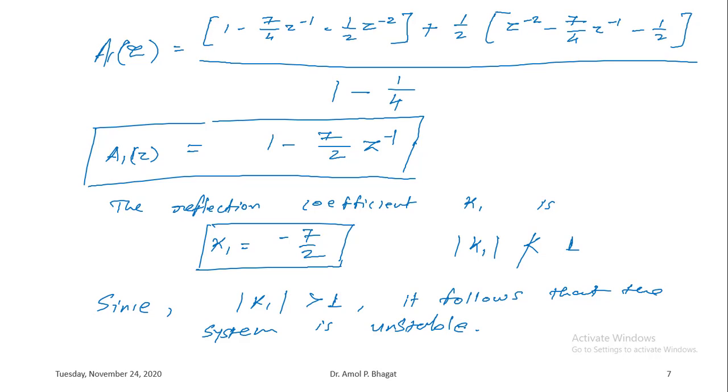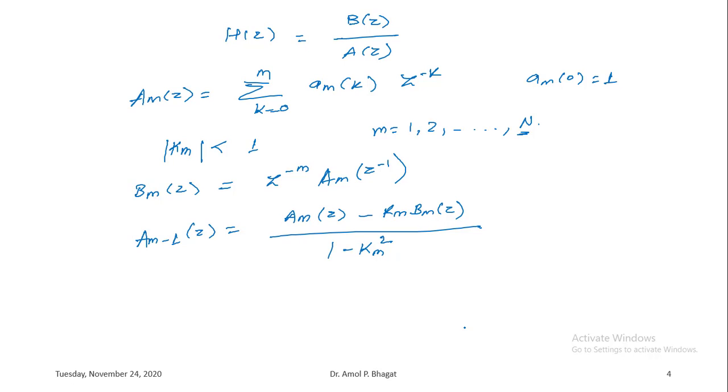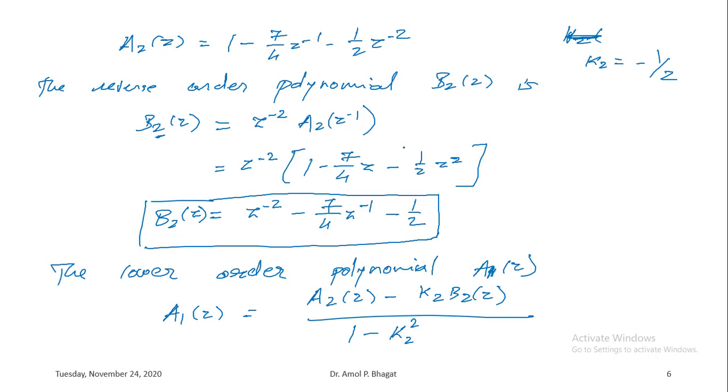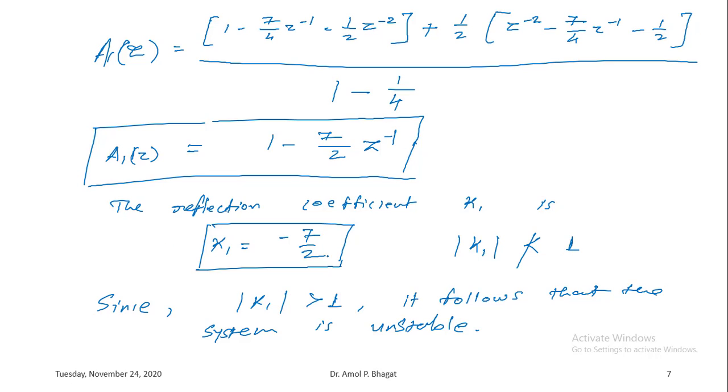Okay, so there is no need to identify further. Here we already identified the a1 of z, and we identified the reflection coefficient k1, because as we have seen in previous slides, the reflection coefficients will be identified for various values of m, 1, 2 and so on, starting with the last value of m, and then likewise we will be identifying all these coefficients. So here we have already identified the k1 coefficient, but as mod k1 is greater than 1, therefore the system is unstable here.